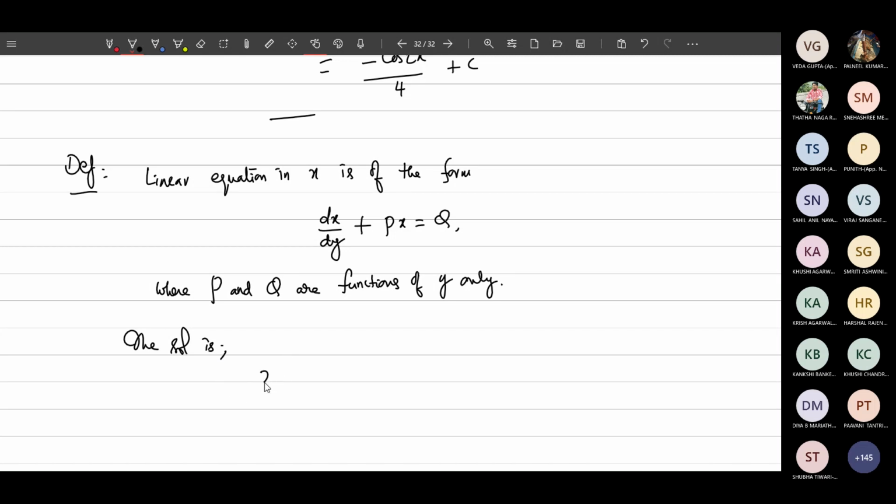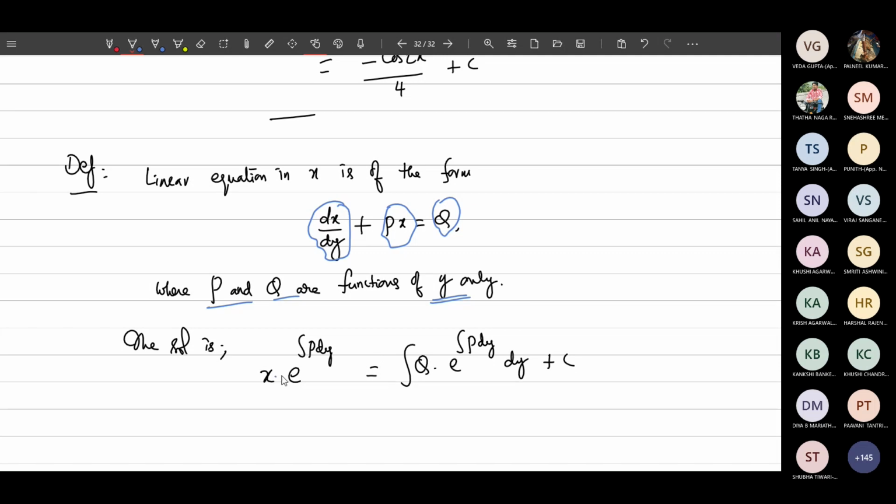So this is nothing but x e to the power of integral p dy equal to integral q e to the power of integral p dy plus c. If you look at the difference between linear in x and linear in y, linear in x means that it is dx by dy plus px equal to q, and p and q are functions of y alone. Whereas linear in y is dy by dx plus py equal to q, where p and q are functions of x.